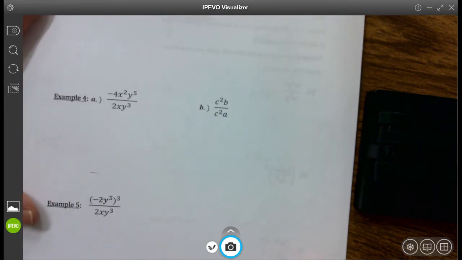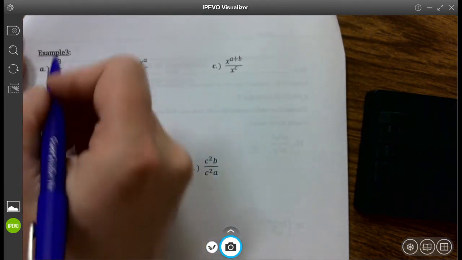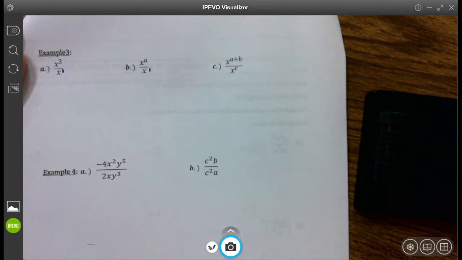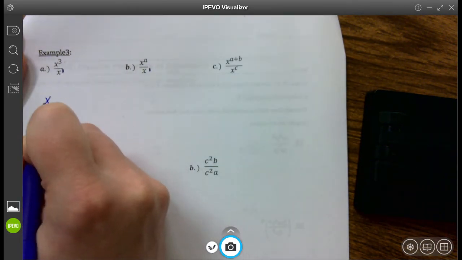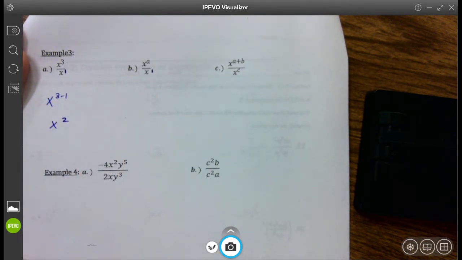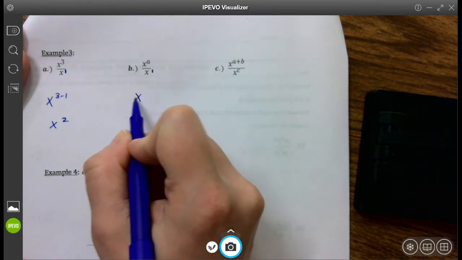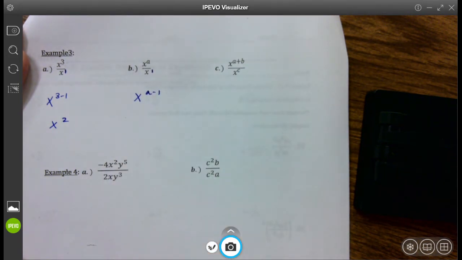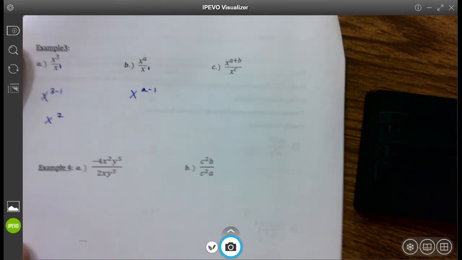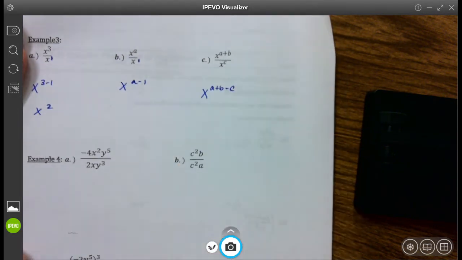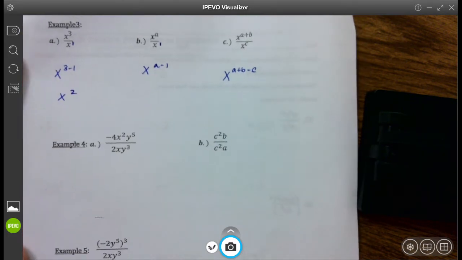So let's keep going. Example 3. This is a 1. I'd put a 1 there. I would put a 1 there. 3 minus 1 is 2. Now, do you have to write this middle step every time? No. But it will help you when you have ones like this. All right, x to the a, x to the first is x to the a minus 1. There's nothing more you can do with that. X to the a plus b minus c. That's all you can do with it.